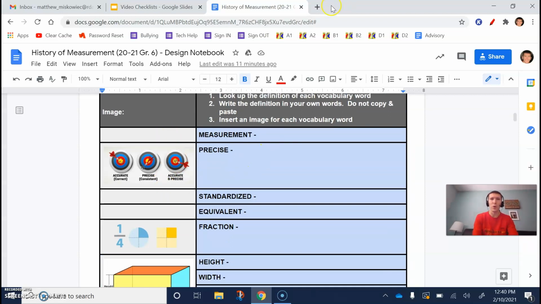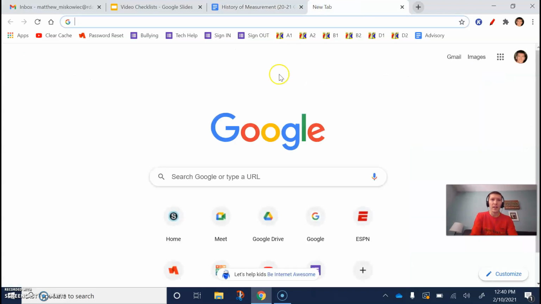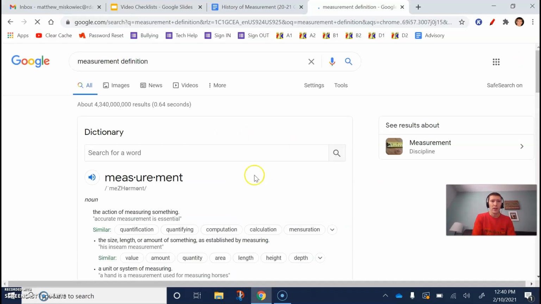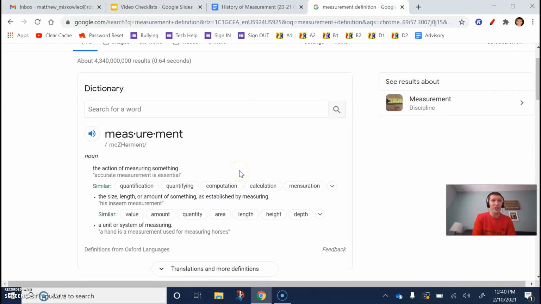So for measurement, I'm going to open up a tab and then just type in measurement definition. And so Google is going to tell me it's the action of measuring something, or the size, length, or amount of something as established by measuring, a unit or system of measuring. So I like the idea of having a definition where the base word of measure is not included. I'm not going to say a definition of the word and then include that base word. So when I look at this second one here, the size, length, or amount of something, I think that's pretty easy for me to understand.